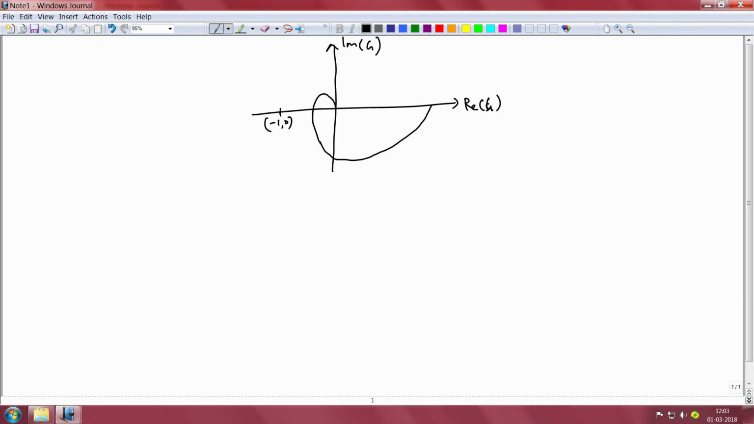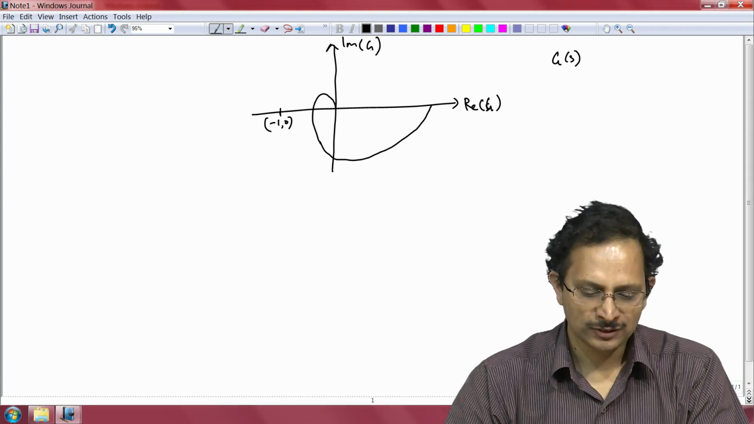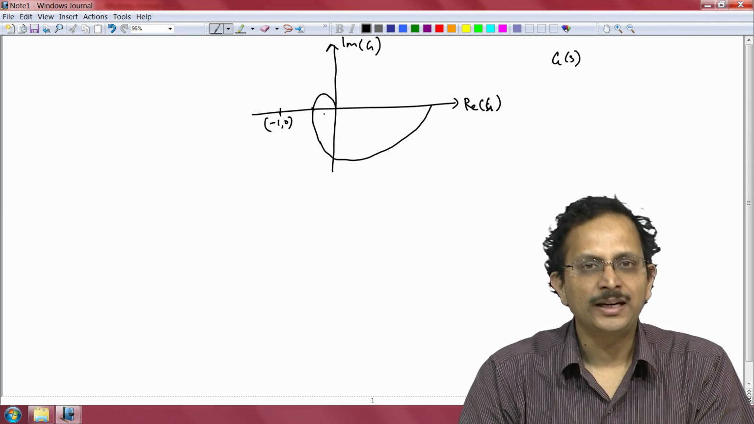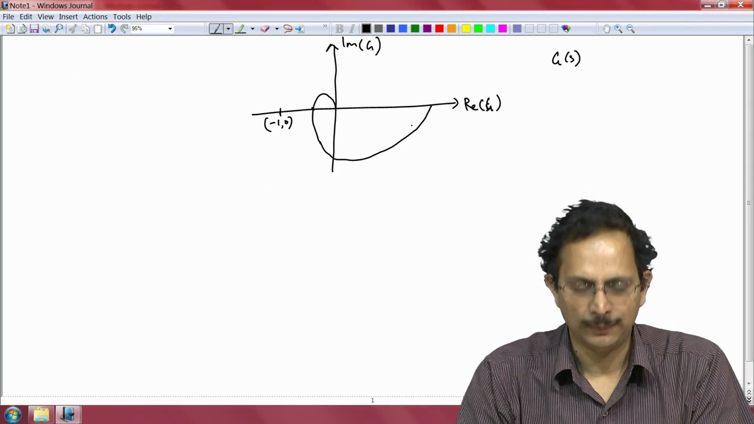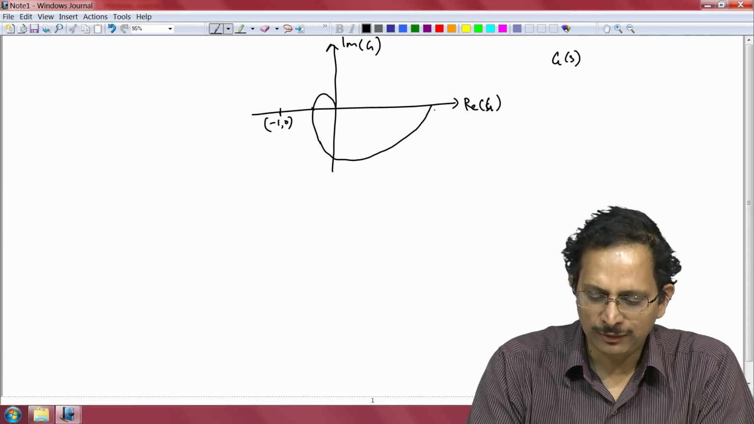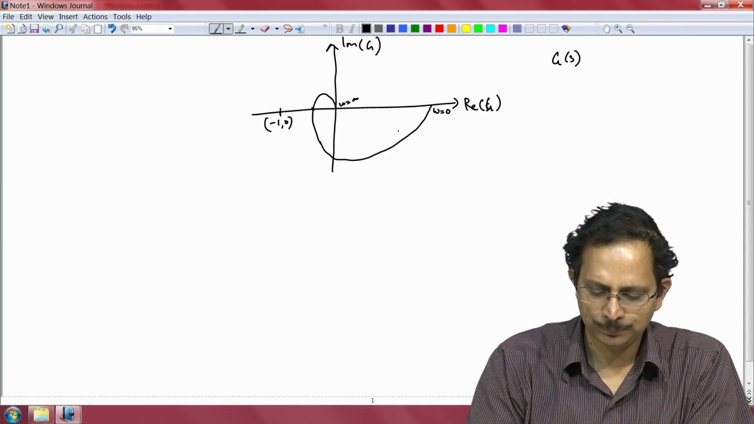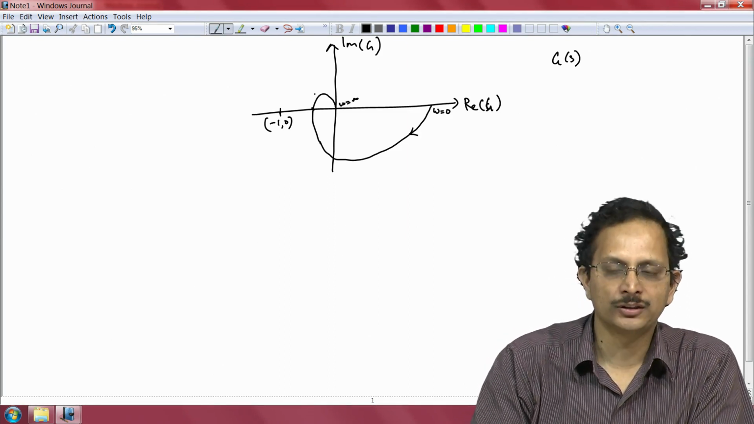-1, 0, and let us also assume that this particular open loop transfer function G of s has no poles on the right half of the complex plane, which means that it is a stable open loop system, in which case the fact that this is not encircling the point -1 indicates that our closed loop system would be stable. I want to remind you that generally we draw the Nyquist plot only from omega equal to 0 to omega equal to infinity. So omega increases along this curve.